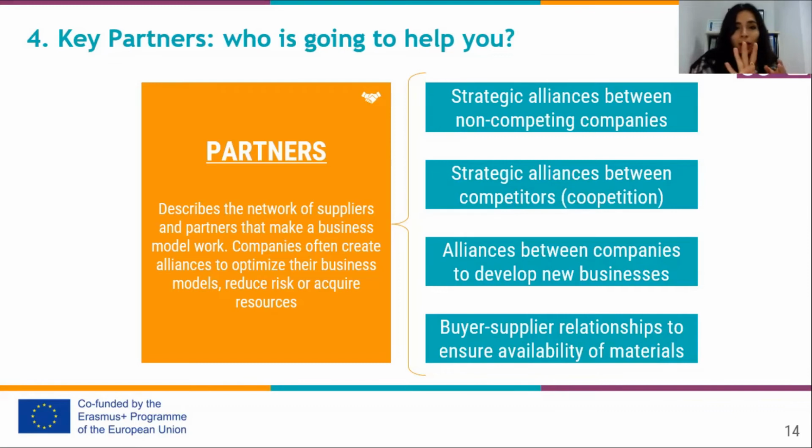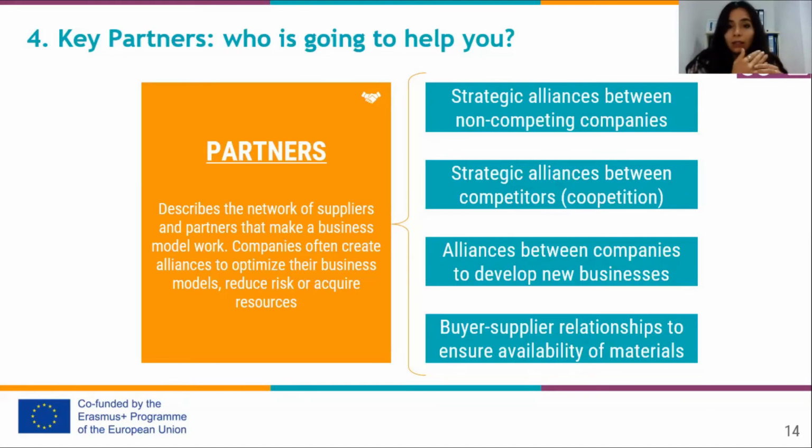So there are 4 kinds of alliances. The first one is to create an alliance between non-competing partner companies. That means that I'm going to create a synergy with a partner that is working in a completely different business from the one that I am developing. Maybe we can also create an alliance with a competitor, and this is another kind of alliance. In order to eliminate this competitor from the market, I'm going to create a partnership with them.